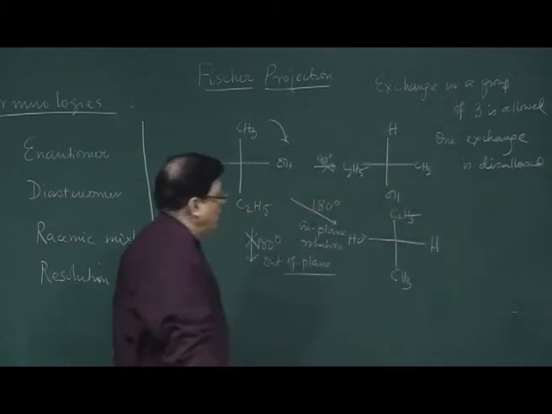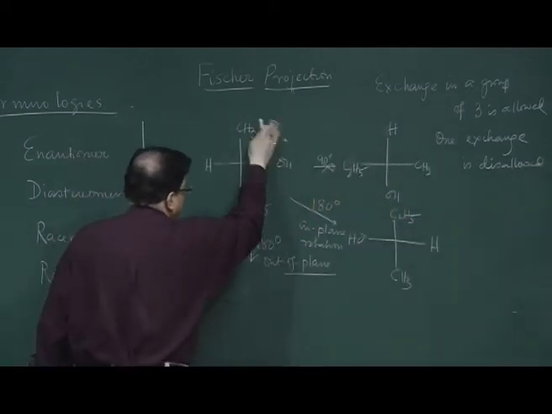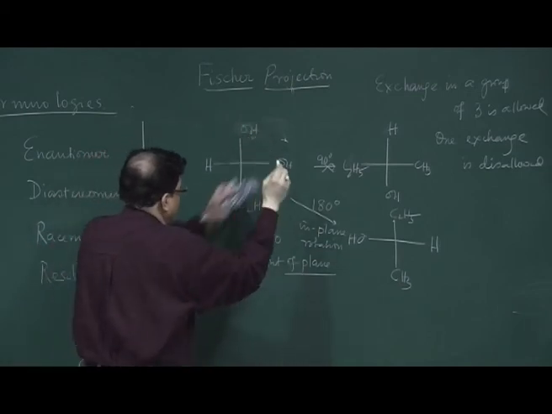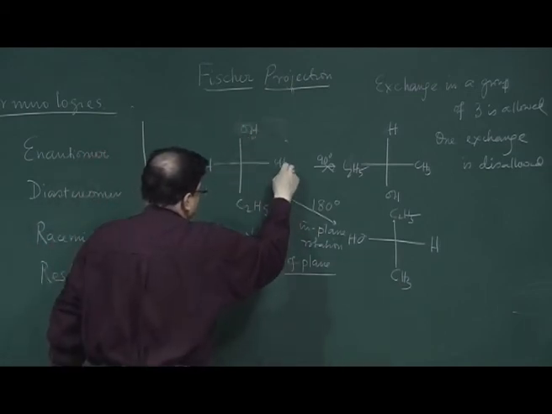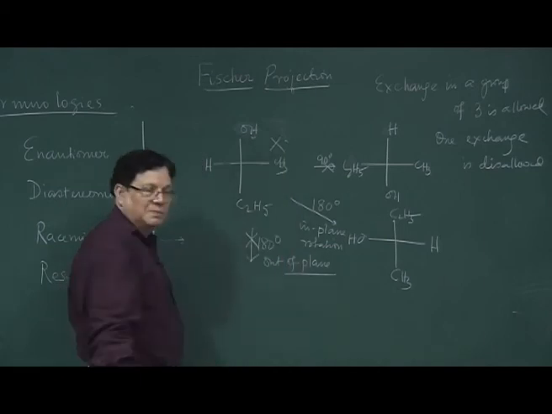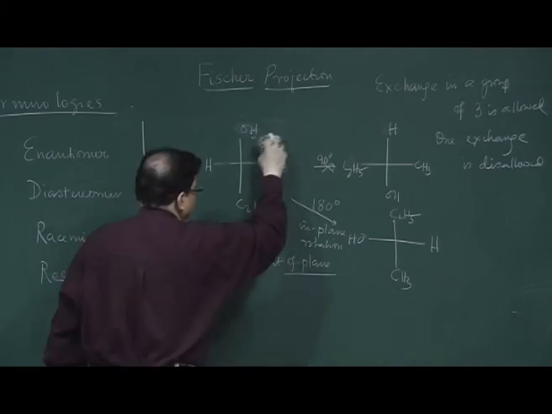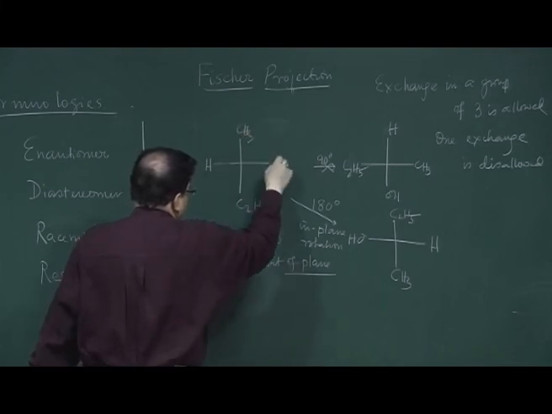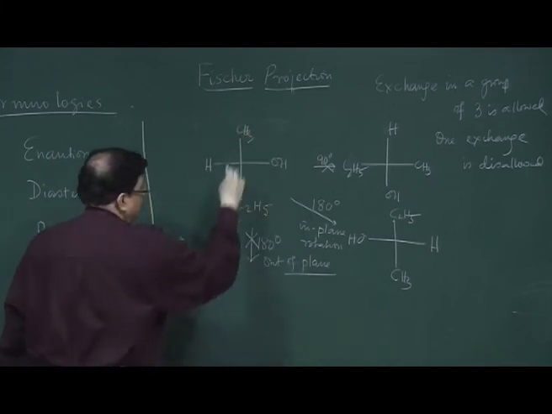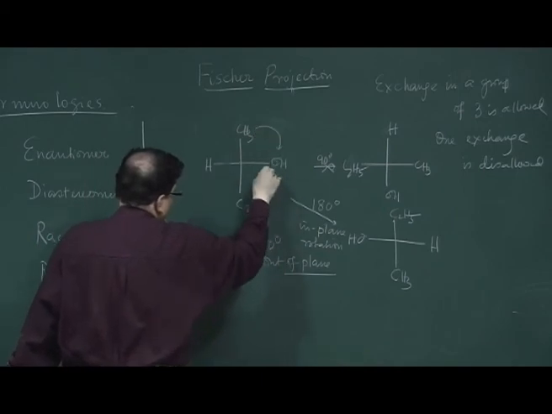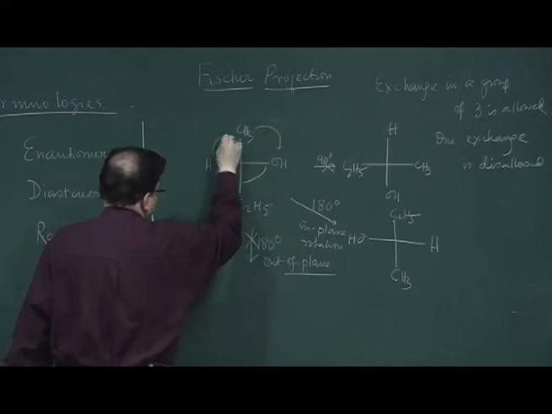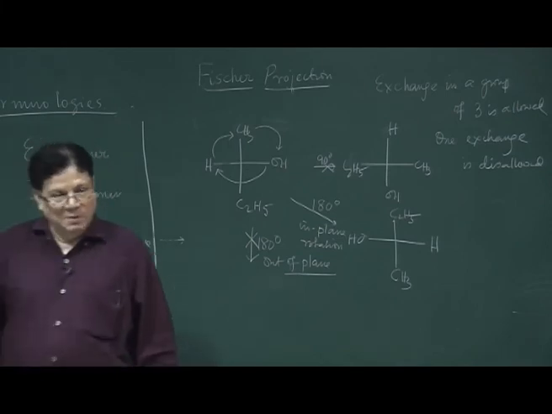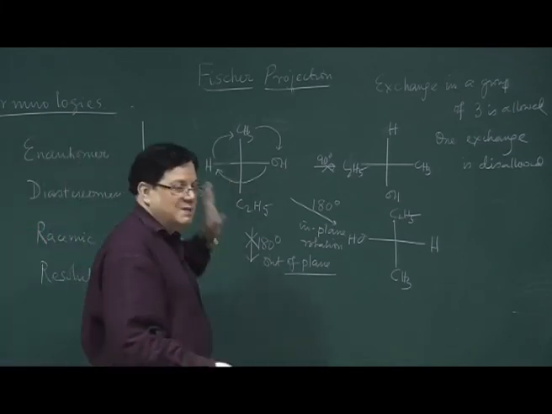Okay. Now, what does it mean? One exchange means exchanging methyl with OH. So, if you put the OH here and the methyl here, that is not allowed. Okay. That changes the molecule. What does not change the molecule is exchange in a group of 3. That means you bring the methyl here, OH here and H there. That is what is called exchange in a group of 3. Okay. So, that is what is allowed.